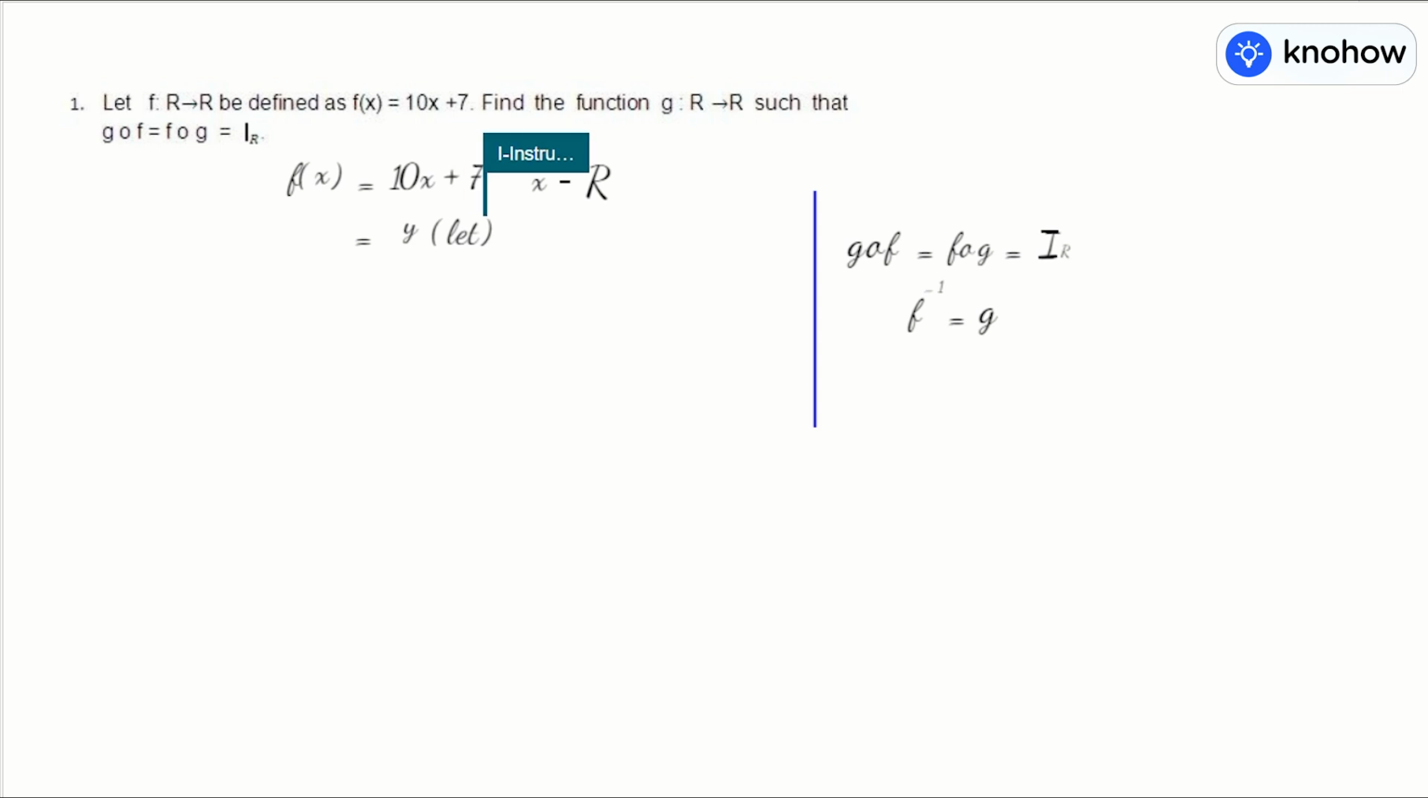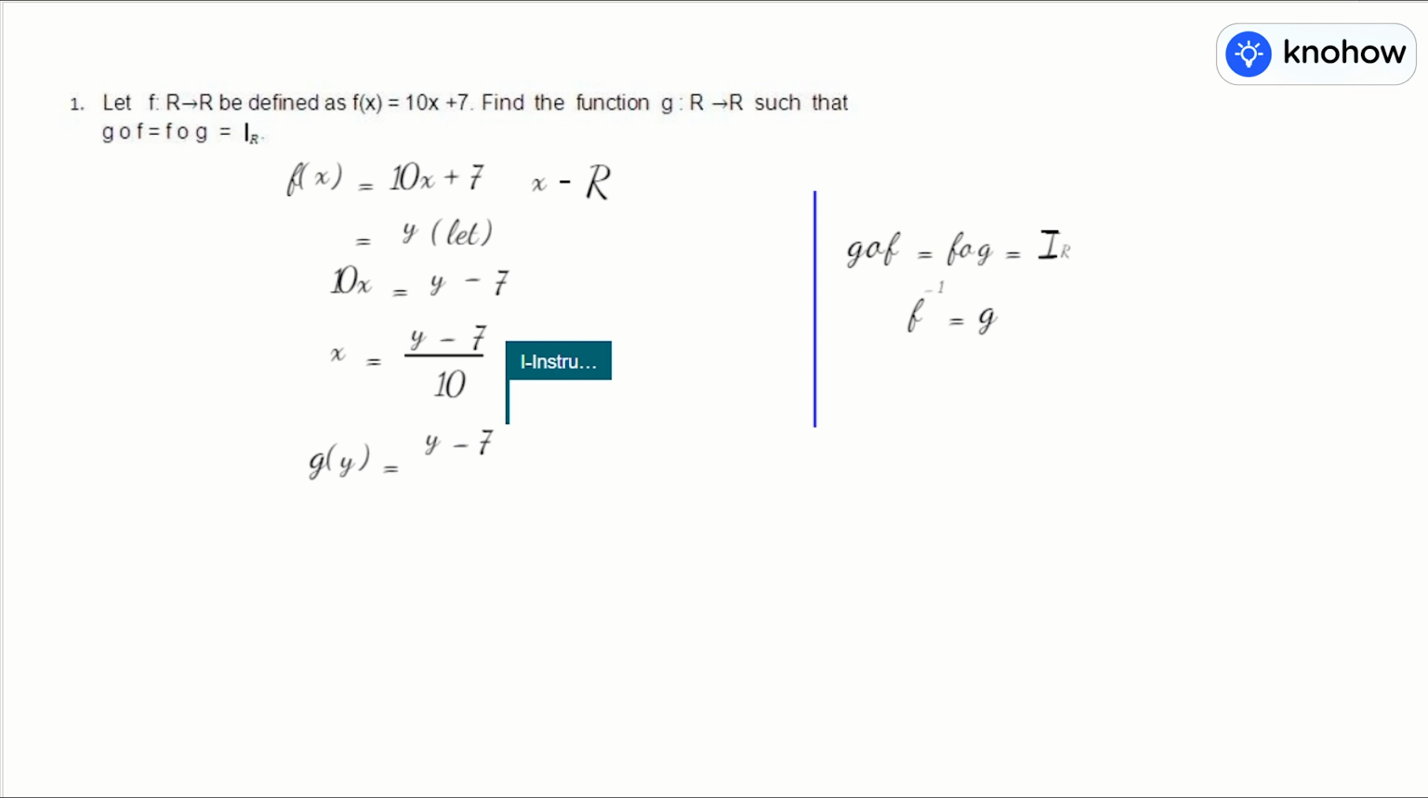From here you work out the value of x. So 10x is equal to y minus 7, or x is equal to (y minus 7) by 10. And here we define a function g(y), again R to R, such that y corresponds to the number (y minus 7) by 10. And now let me find out g o f of x.